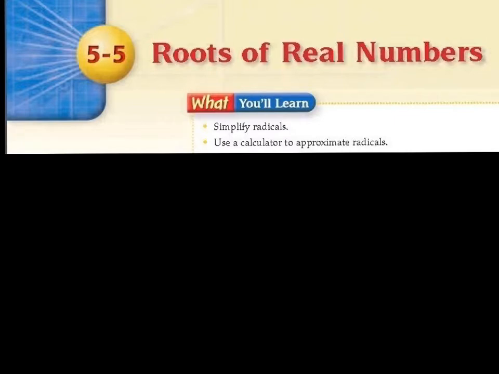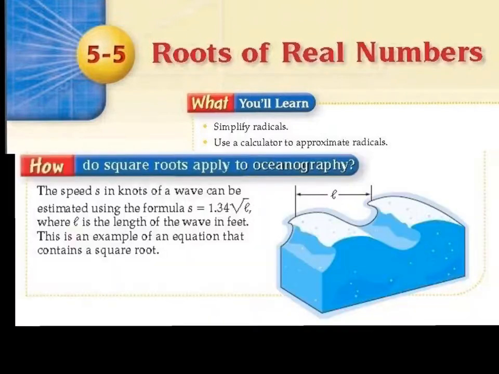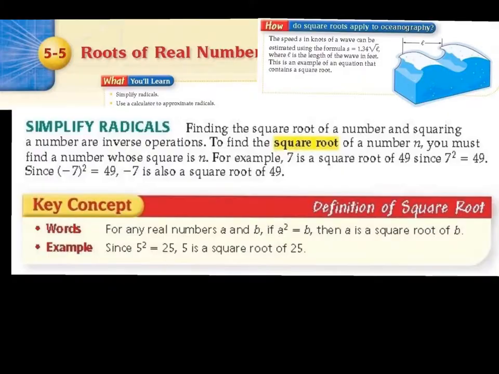In this lesson, we'll look at how to simplify radicals and use a calculator to approximate radicals. How do square roots apply to oceanography? The speed, s, in knots of a wave can be estimated using the formula s equals 1.34 square root of L, where L is the length of a wave in feet. This is an example of an equation that contains a square root.